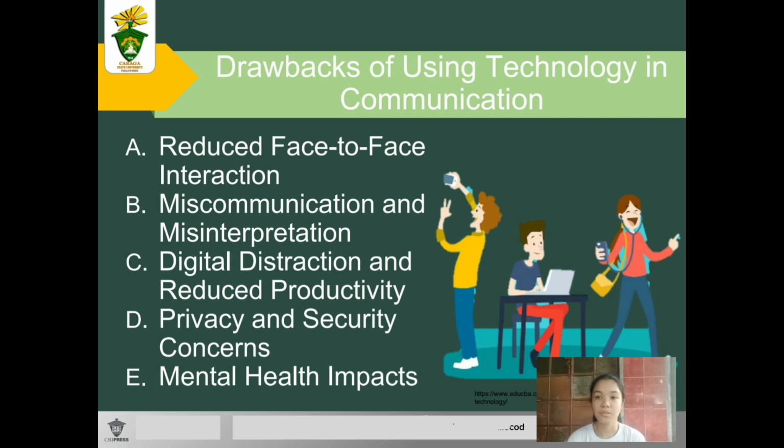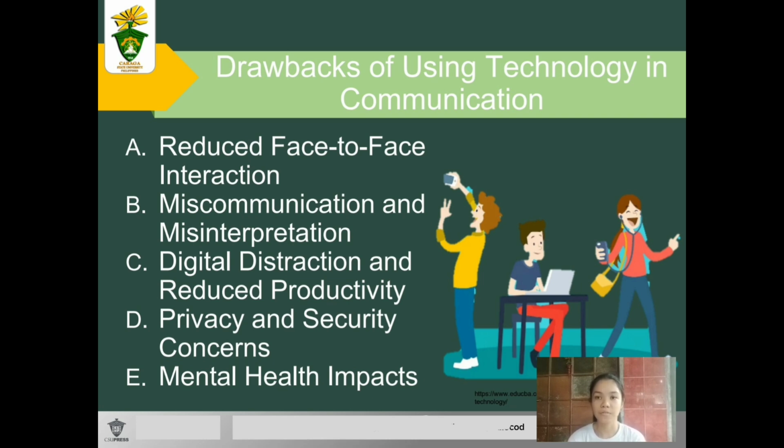Another downside is miscommunication. Digital communication, like text and emails, lacks the tone and context of face to face chats, making it easier to misinterpret messages. This can lead to misunderstandings, hurt feelings, and strained relationships. Digital distractions are also a challenge.